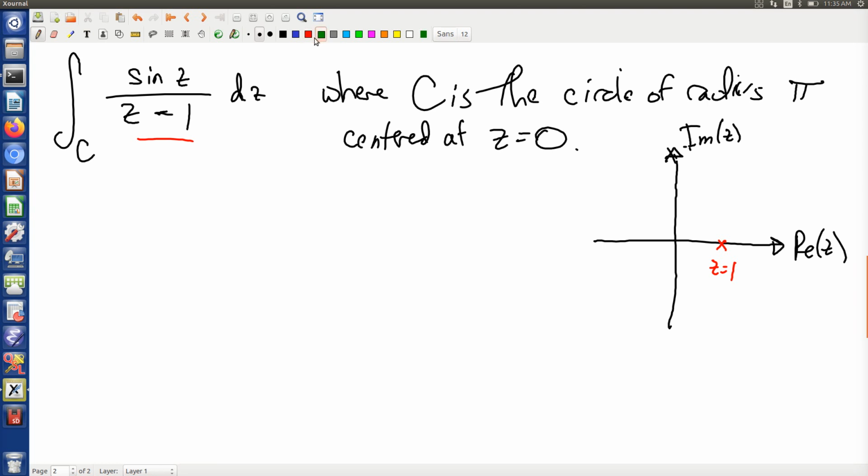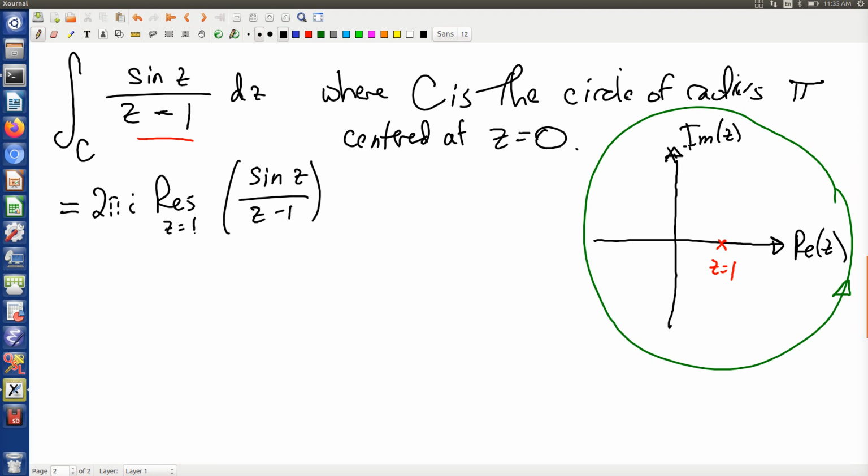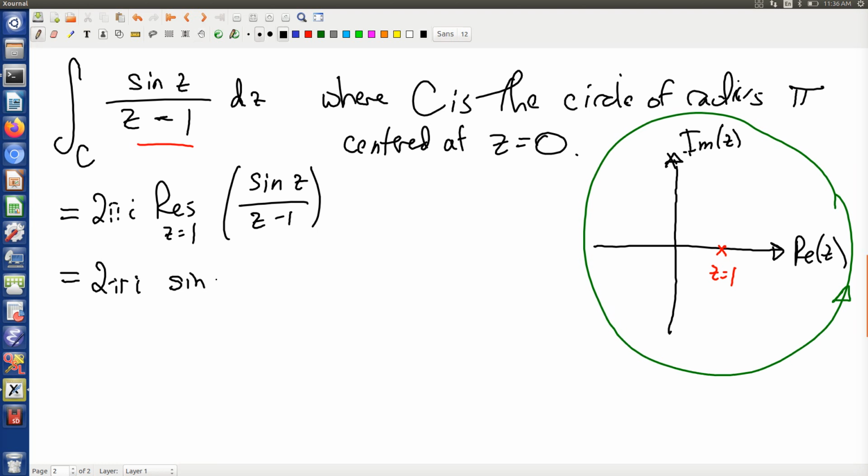And our circle is of radius pi. Radius pi is, I don't know, way out here or something. It doesn't actually matter what the radius is. So long as it's bigger than 1, we'll pick up that one pole, and we'll be left with 2 pi i times the residue of sine of z over z minus 1 at z equals 1. And if you were to go ahead and try to compute the Laurent series, which you could certainly do, you'd find that the leading coefficient would be just sine of 1. Pretty neat. Pretty simple. That would have been sort of a pain to compute otherwise, but the residue theorem makes very short work of it.